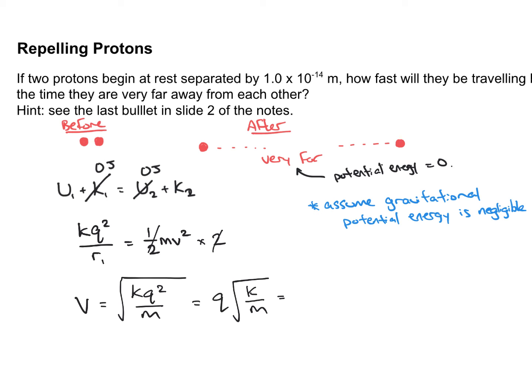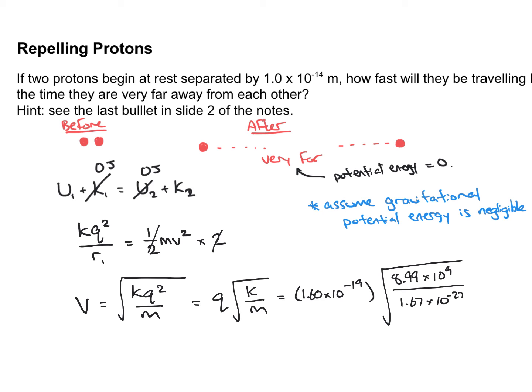So put in the values. The charge of a proton is known, 1.60 times 10 to the negative 19 coulombs, times the square root of Coulomb's constant. I'll do it to 3 sig figs, so 8.99 times 10 to the 9, and then divided by the mass of a proton, 1.67 times 10 to the negative 27. Yeah, you're going to have to use the useful values there.